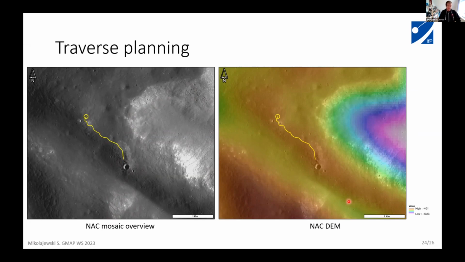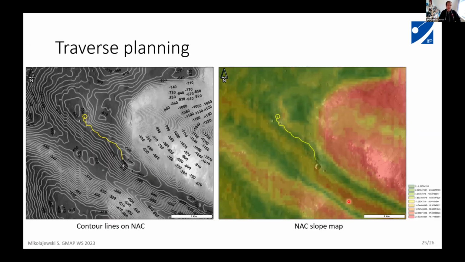So when it comes to traverse planning, we wanted to ensure that the track is relatively smooth and flat. The height difference is roughly 20 meters from landing point to start point. We ensure that the rover always has contact with the lander, and here on the slope maps you see that we are relatively safe to go there because the angle is not larger than 7 degrees on our track here.